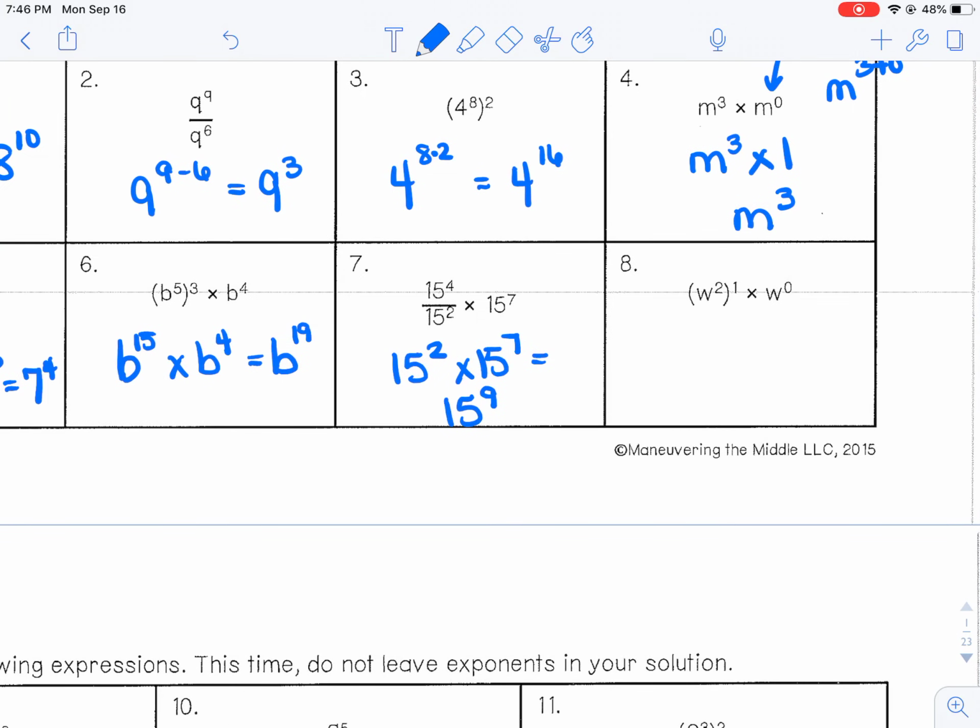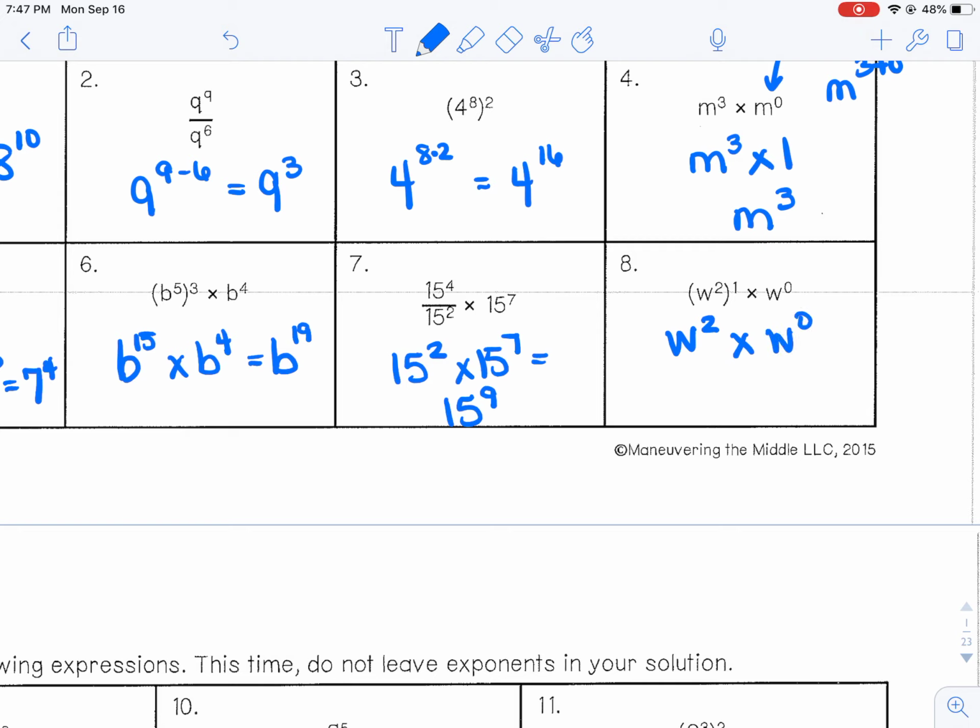All right, let's take a look over here. I have w to the 2nd power, and I'm raising that to the 1st power. Then I'm going to multiply that times w to the 0 power. Okay, so the first part, I have power to a power. So w to the 2nd raised to the 1st, I'm going to multiply those exponents. So 2 times 1 is 2. I'm going to bring down the w to the 0 power.